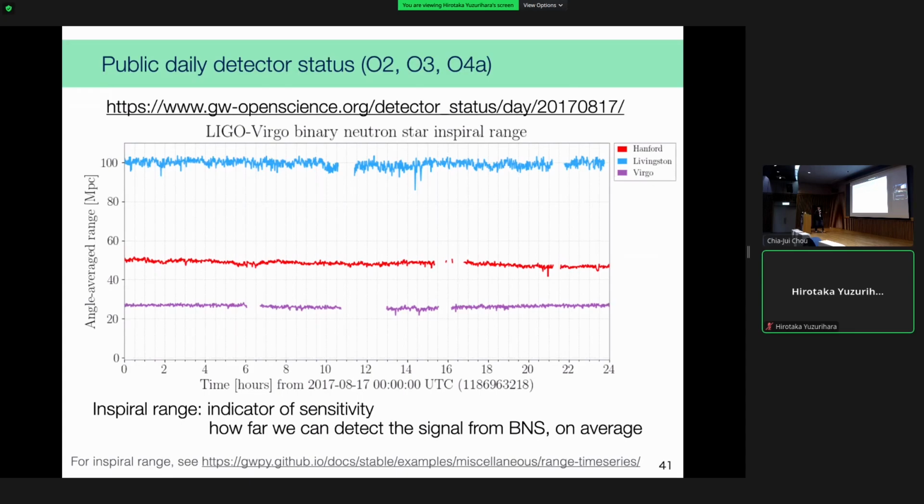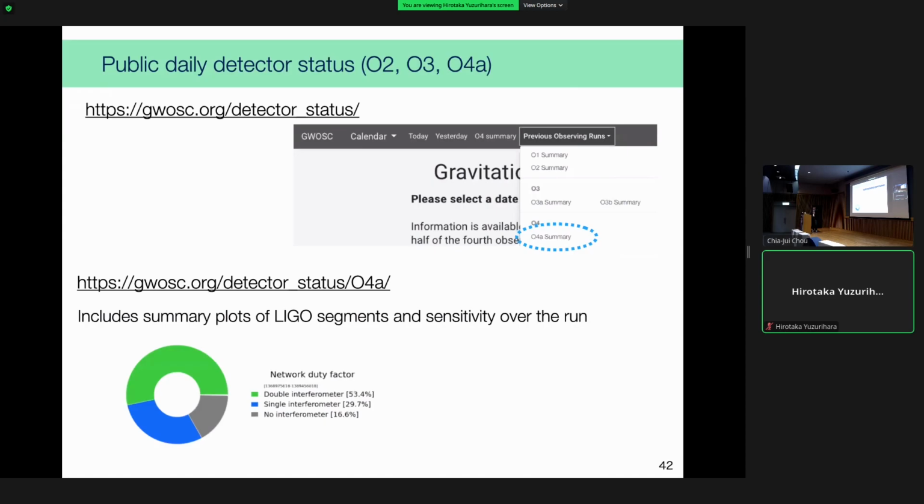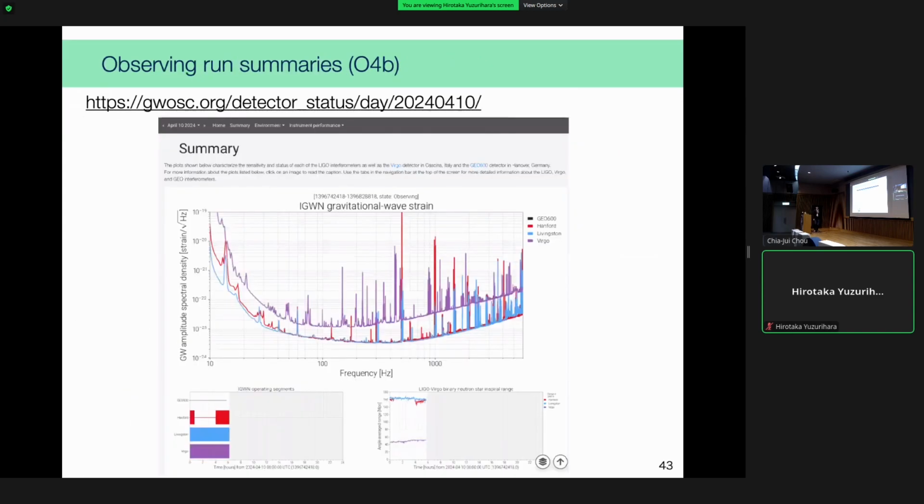Please also check this web page. This is the public daily detector page for O4A. Yes, O4A, so it is also available. And this is O4B. From April 10, we started the observation run, and now you can see the current situation by visiting this web page.